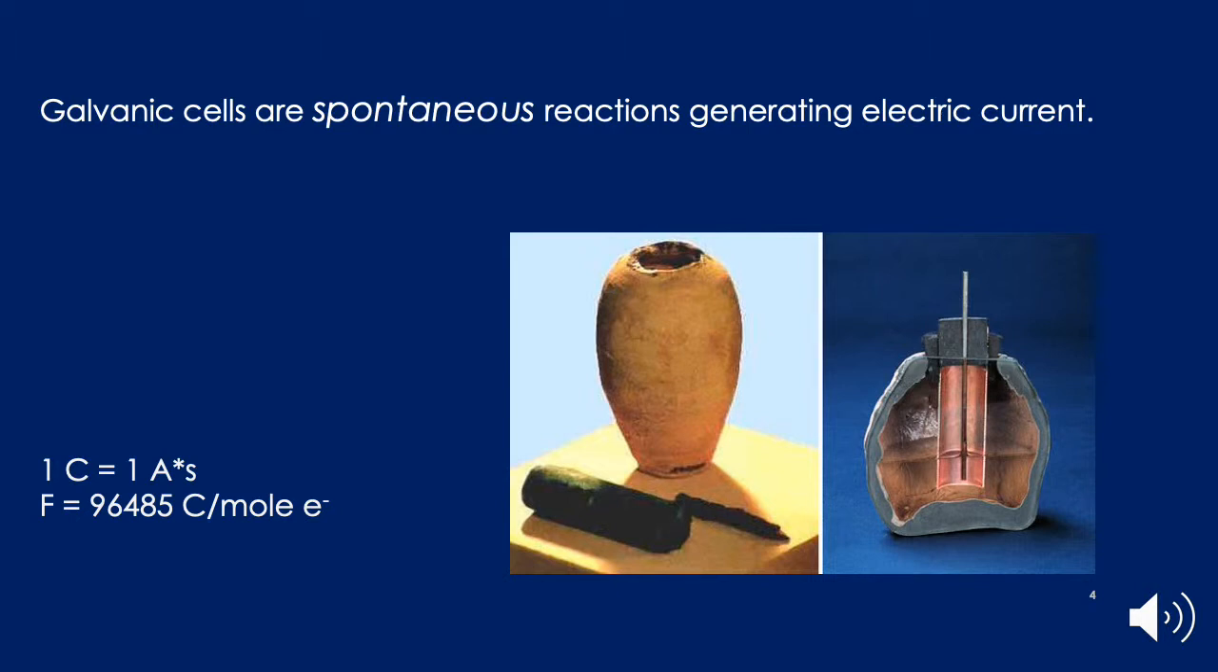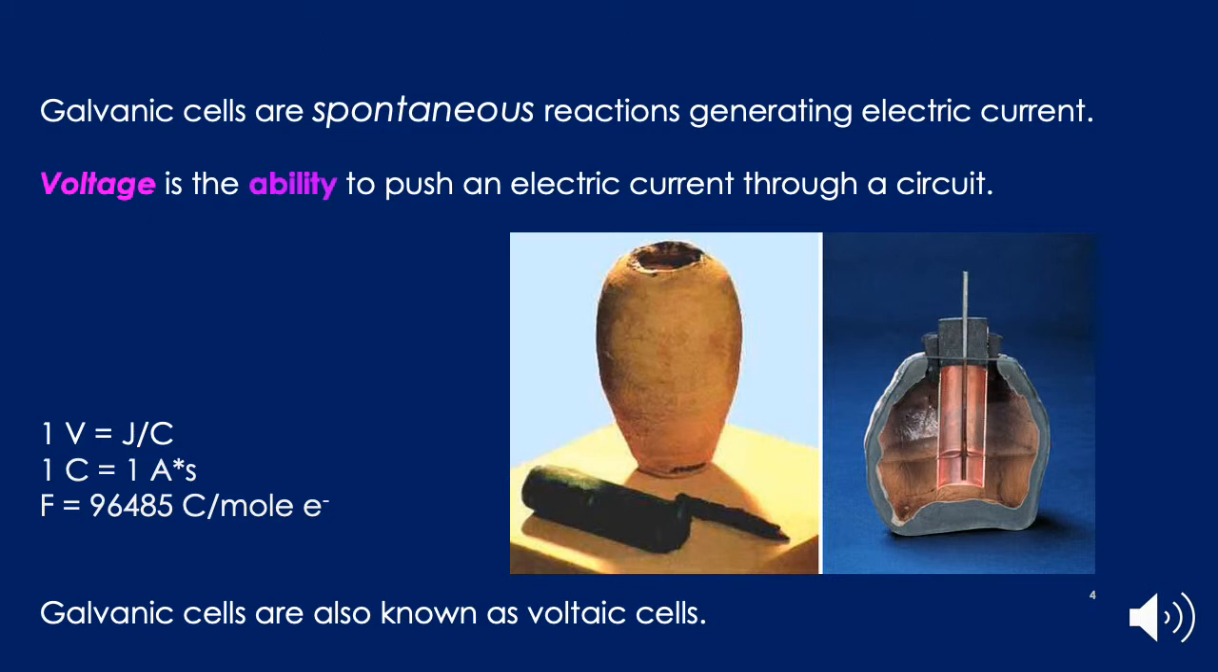The ability to push an electric current through a circuit is called voltage. A volt is a joule per coulomb, and a coulomb is an ampere times a second. There is a constant called Faraday's constant, which will allow you to convert between moles of electrons and coulombs.